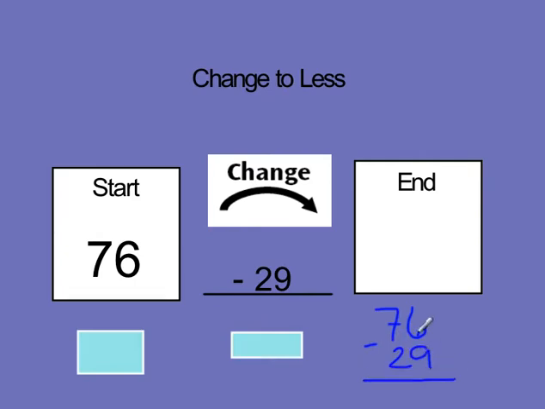9 minus 6 you cannot do, so you have to borrow from the 70s. So you have 60 left over. And then you bring a 10 over to the 6, which makes that 16. 9 from 16 would give you 7. And then 2 from 6 would give you 4. So 4 10s and 7 1s gives you $47 left over.